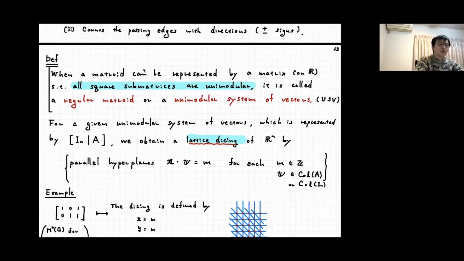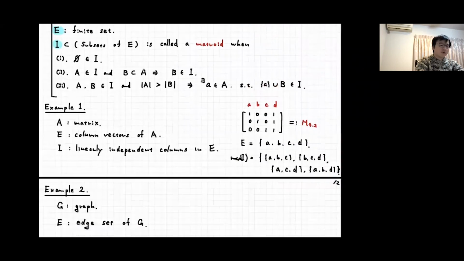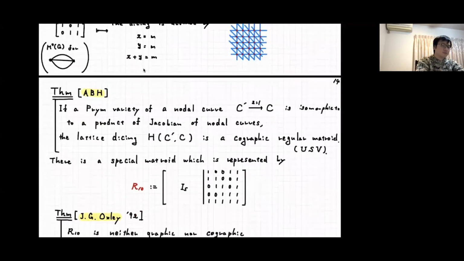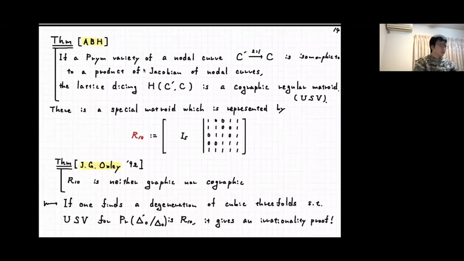So it means that, again, I want to go back a little bit. As another kind of generalization, if we start from the M42, the corresponding lattice dicing is given by the three-dimensional lattice dicing with the one hyperplane x plus y plus z equal m.